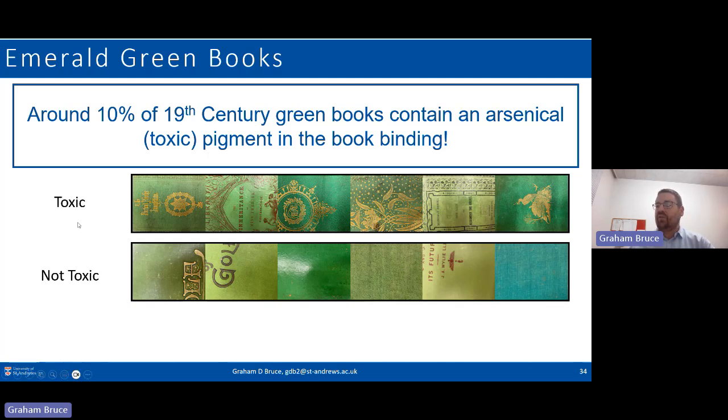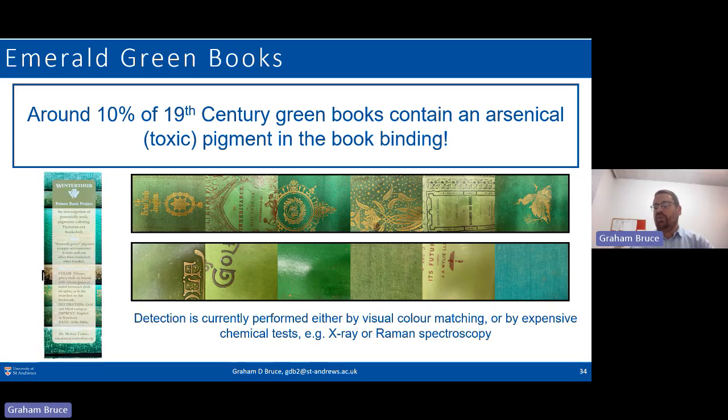In fact, it turns out that the toxic books are in the top row, the non-toxic books are in the bottom row. But you can see that by eye, it's a very difficult challenge to actually identify which books are toxic and which are not.